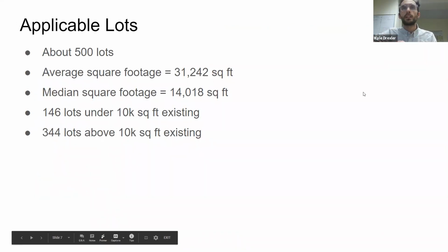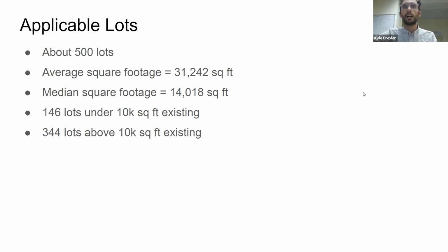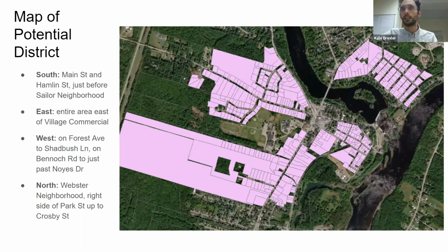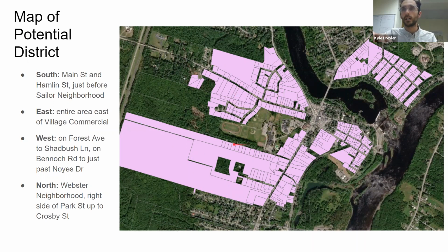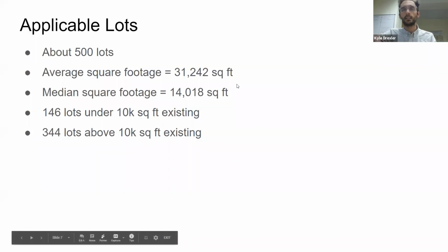So if you look more closely at the lots in that area, it's about 500 lots with an average lot size of 31,242 square feet. If you look at the average, it doesn't give a completely accurate picture because, if we go back, you can see some larger lots in the area. Look at lots like this, some of the ones going off of Main Street. Lots like that can skew the average.